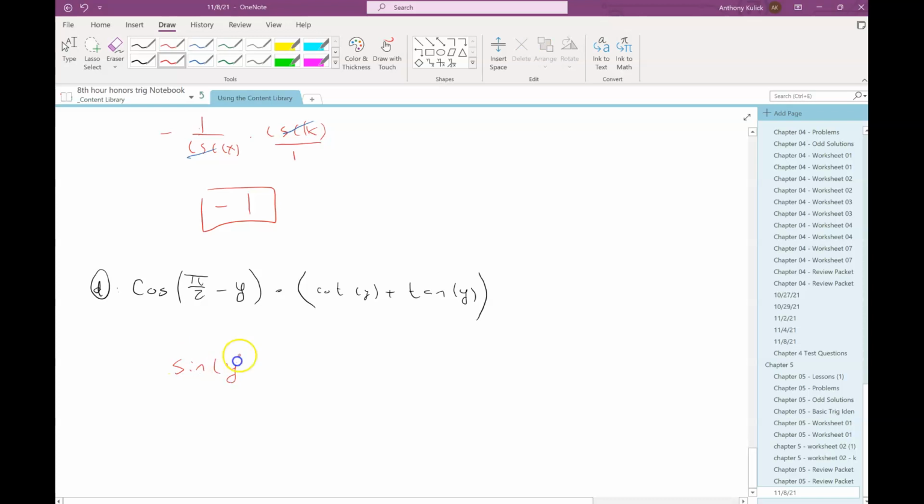We can use our cofunction identity to do that. That way, all the variables are just y's. That looks pretty righteous. Now what?